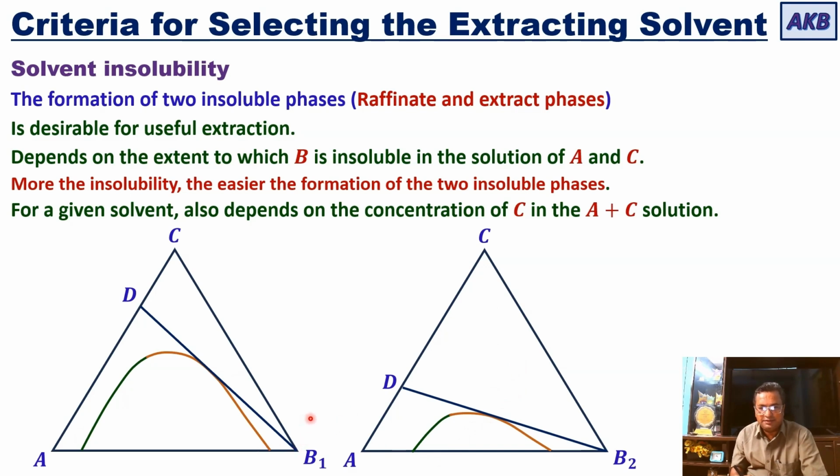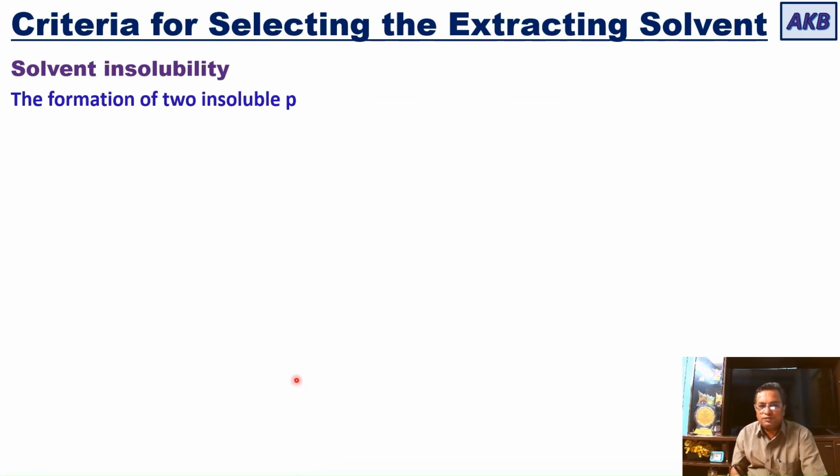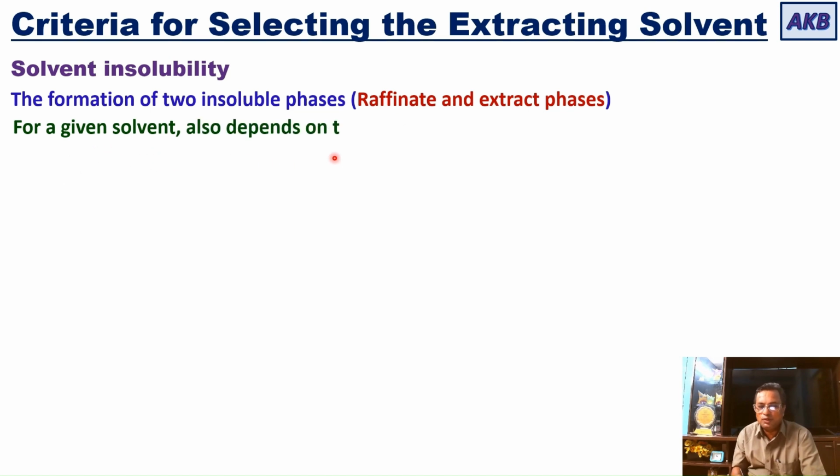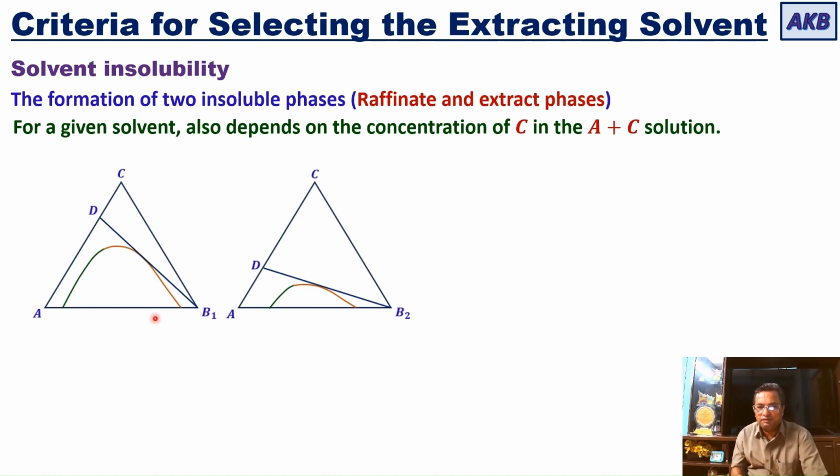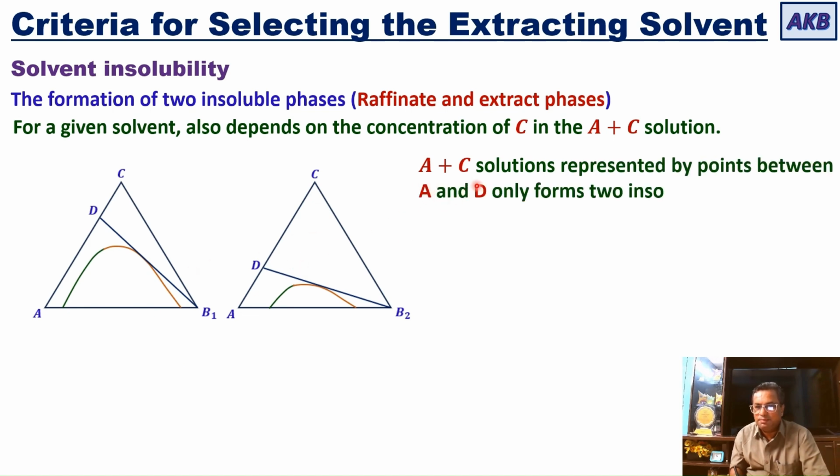Okay, now let's understand further. So formation of two insoluble phases, that is raffinate and extract phases, for a given solvent, it also depends on the concentration of C in the A plus C solution, that is feed solution. And then I had shown these two ternary equilibria. So A plus C solution, in both the cases, only those A plus C solutions represented by points that lie between A and D. That means only those solutions lying between A and D.